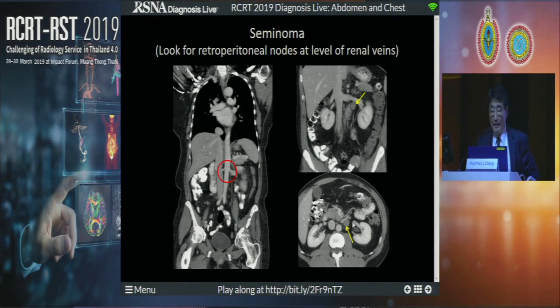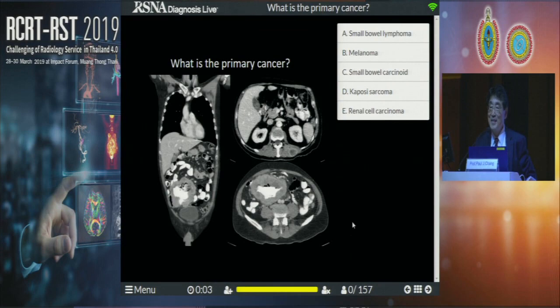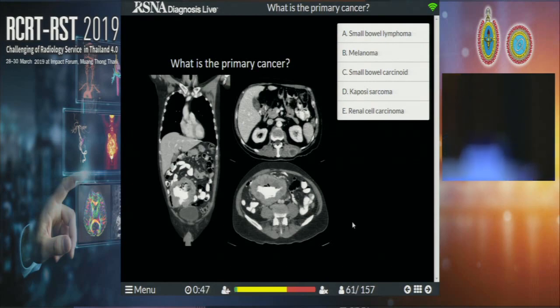Okay, excellent. All right, let's do one more. Okay, this one, be careful. Be very careful. I have some images on a patient, and I'm asking you, what do you think the primary cancer is? Most people worldwide get this wrong, and in Thailand as well. A few people got it right, though.